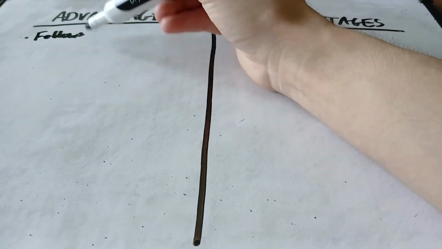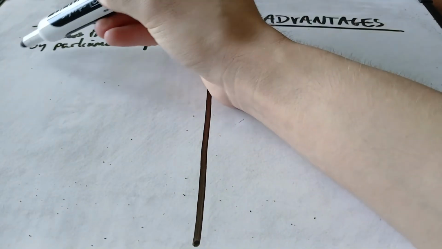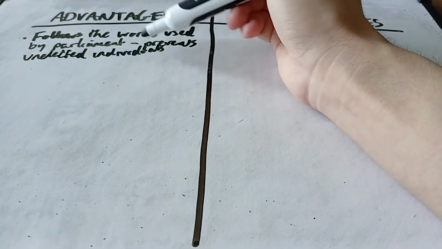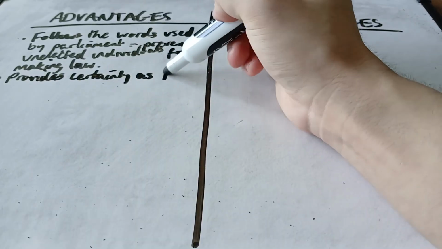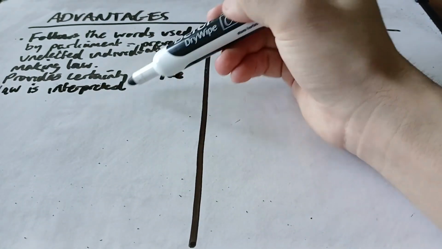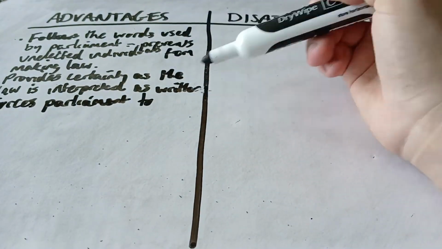Now I'm going to look at some advantages and disadvantages of using the literal rule. And this is a topic that comes up quite a lot in the 12-mark questions, along with the advantages and disadvantages of all the other types of statutory interpretation. Starting with the advantages. The rule follows the words used by Parliament, and this prevents unelected judges from making law.